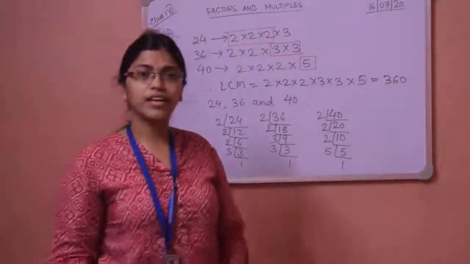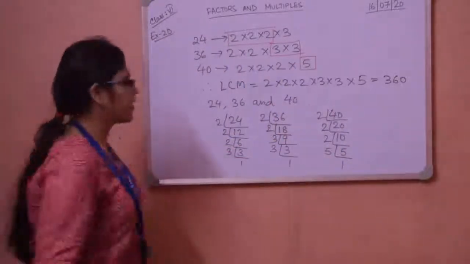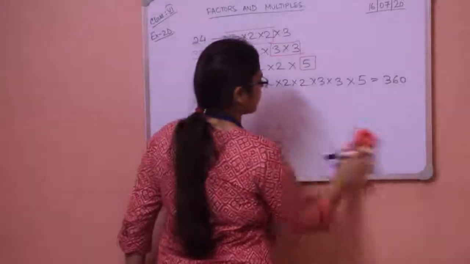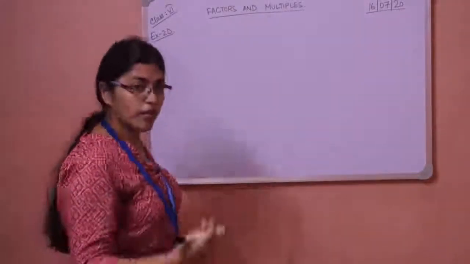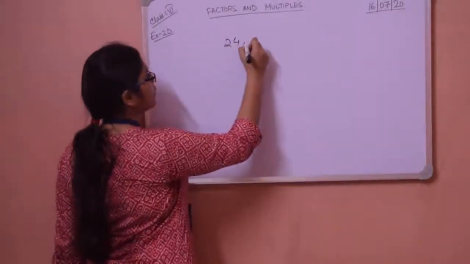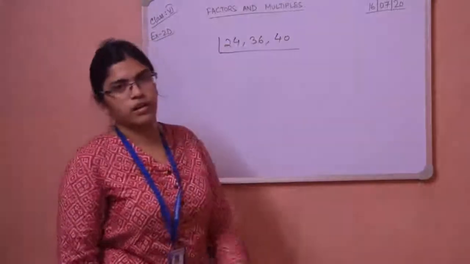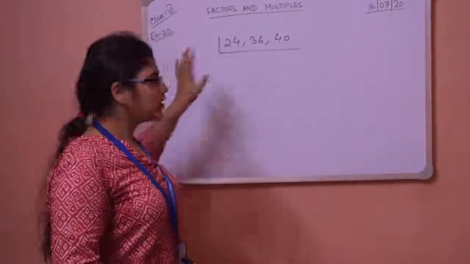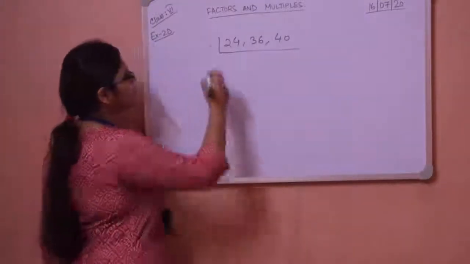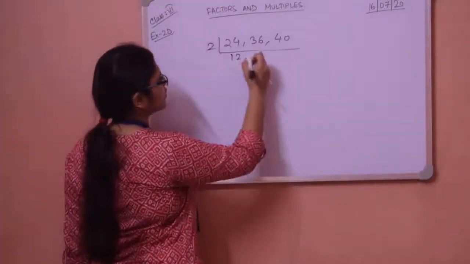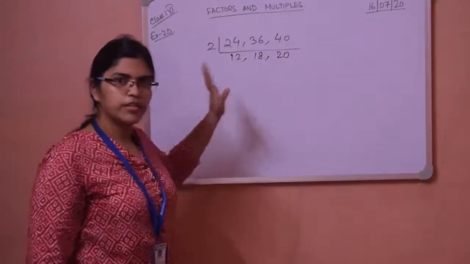Now we will find out the LCM of the same numbers using the other method, that is the division method. So now the numbers were 24, 36 and 40. For the division method we will take these together in one single short division. Now we will see with what prime number we can divide all of them. With 2 we can divide this, this and this. So all of them we can divide with 2.